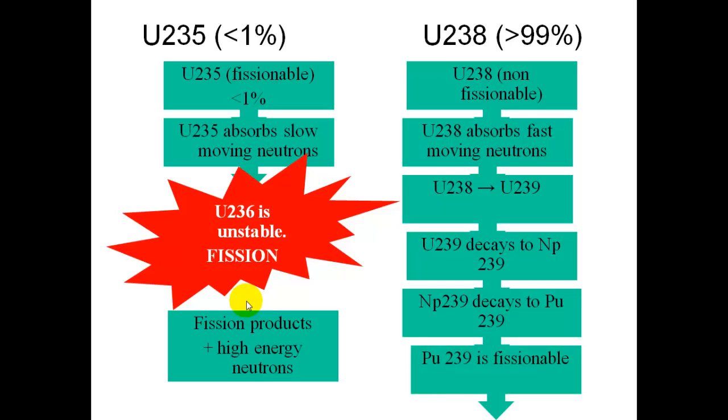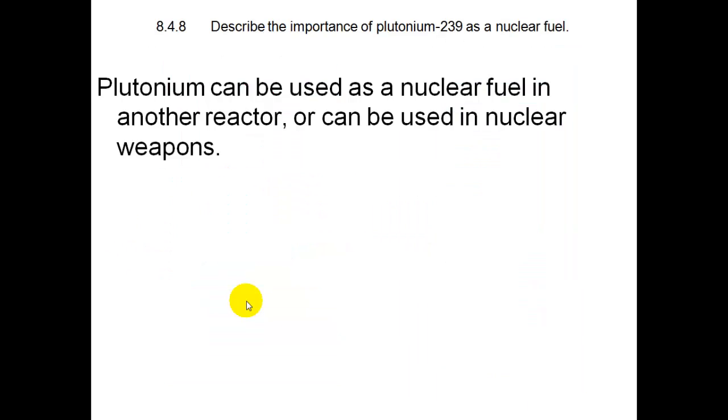Describe the importance of plutonium-239 as a nuclear fuel. Plutonium can be used as a nuclear fuel in another reactor. The reactor has to be designed differently, or it can be used in nuclear weapons.